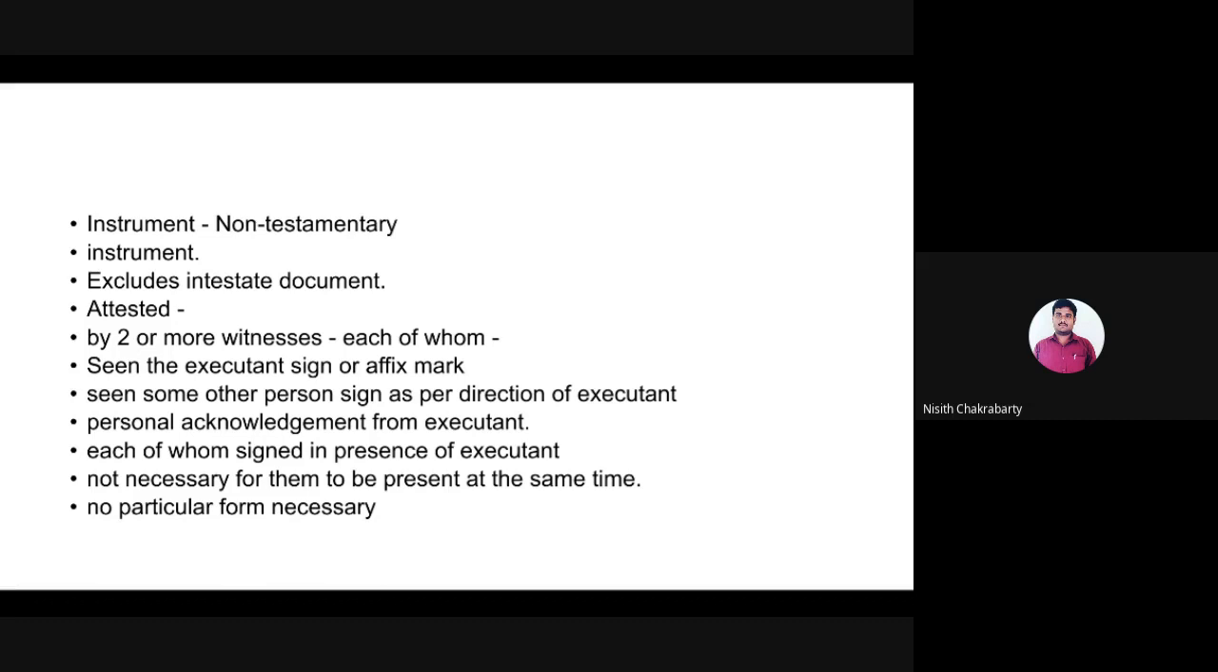Another ingredient is that there is no particular form which is necessary for a valid attestation. That means it is not written that you have to write the attestation in a particular way. That is not necessary. You can do it in any way, and that is fine.